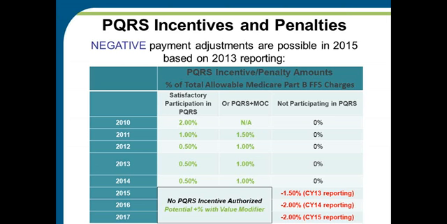The incentive and penalty amounts are a percentage of the total allowable Medicare Part B fee-for-service charges. So the incentive reached its max in 2010 with a 2% incentive for participation in PQRS.